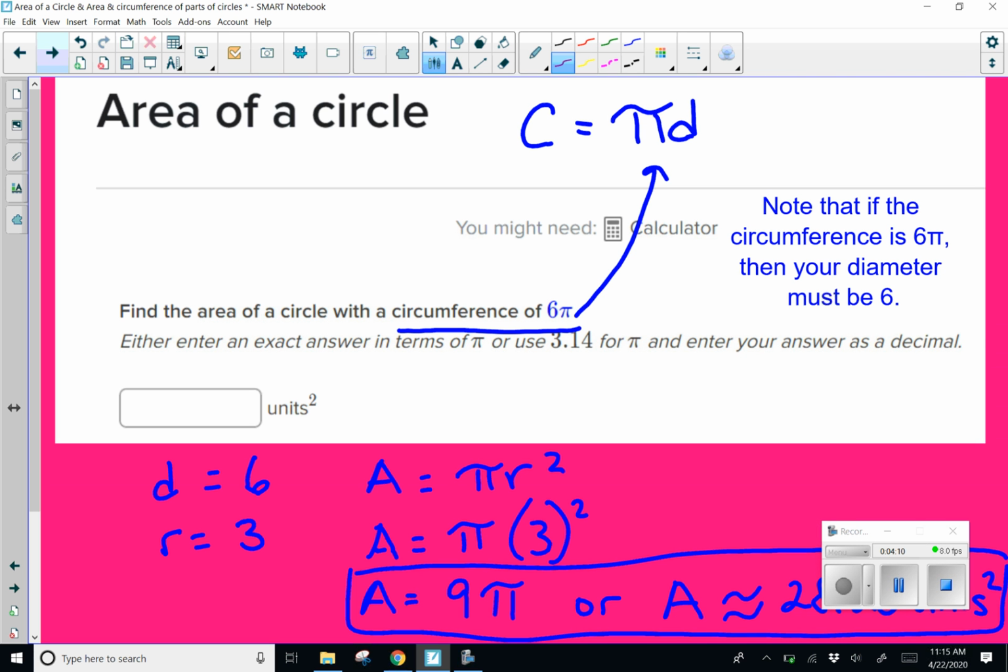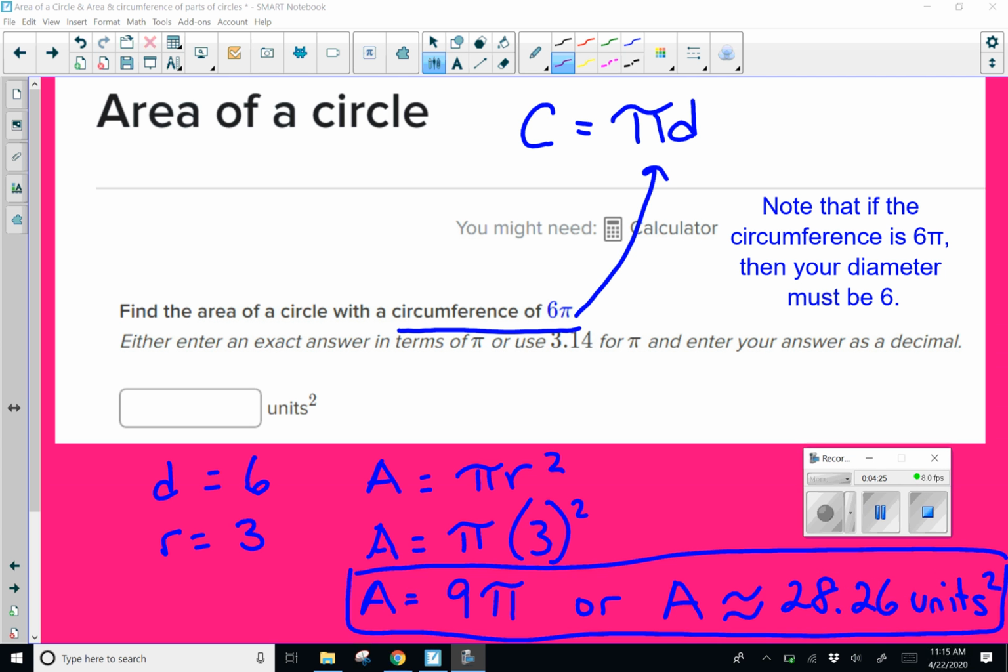Find the area of a circle with a circumference of 6 pi. Either enter an exact answer in terms of pi or use 3.14 for pi and enter your answer as a decimal. Notice this one's a little bit trickier because they're giving you the circumference. Well, I have your circumference formula here. Circumference equals pi times diameter. So if your circumference is 6 pi, that means that 6 has to be your diameter. So if my diameter is 6, that makes my radius 3. Half of 6 is 3. Now I'm just going to plug my radius into my formula. 3 squared is 9. So my answer in terms of pi, my area would be 9 pi. Or if I multiply 9 times 3.14, I would get an area that's approximately equal to 28.26 units squared.